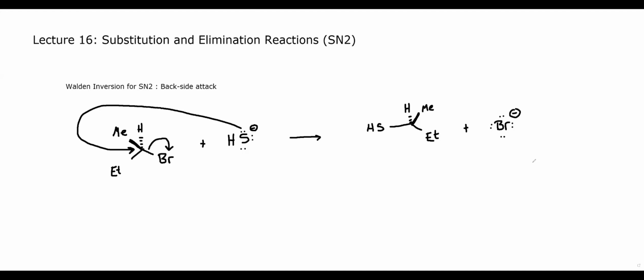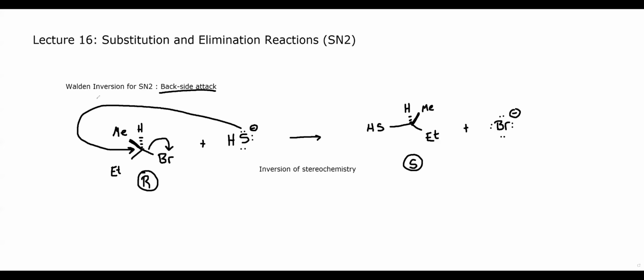Now the backside attack is important because, if you can't see just by looking at it and you need to do the Cahn-Ingold-Prelog system, that's just fine. But if you do denote these R or S configurations, we actually start off with one configuration and end up with another. So we start with the R configuration here, and we end up with the S configuration here. We get inversion of stereochemistry. The SN2 gives inversion of stereochemistry due to the backside attack.